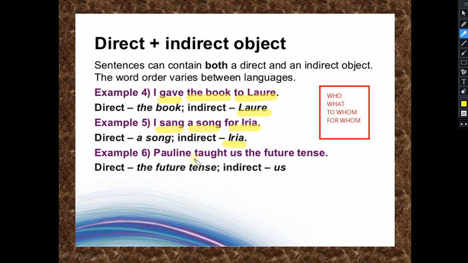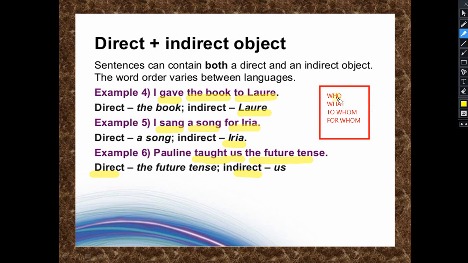Pauline taught us the future tense. What is the verb here? The verb is taught. Now put the question word. Pauline taught whom? Pauline taught to whom? Us. So us is the indirect object. And Pauline taught us what? What did he teach? The future tense. So this is our direct object. Okay. So I hope no confusion is there.